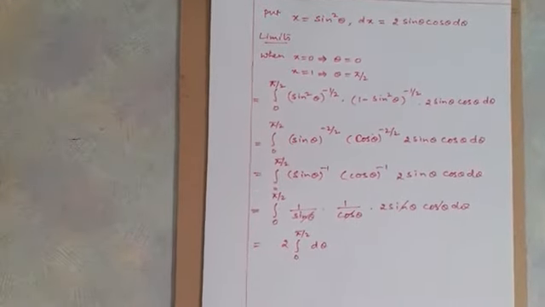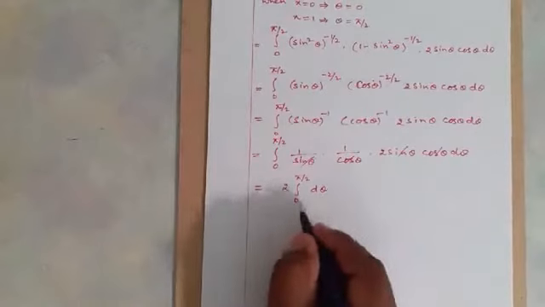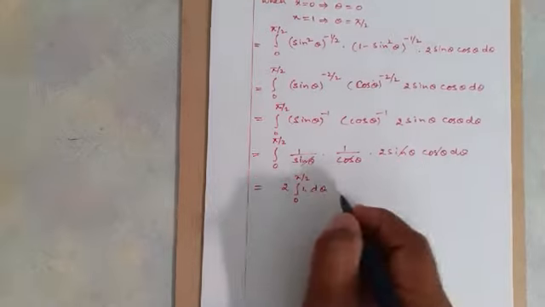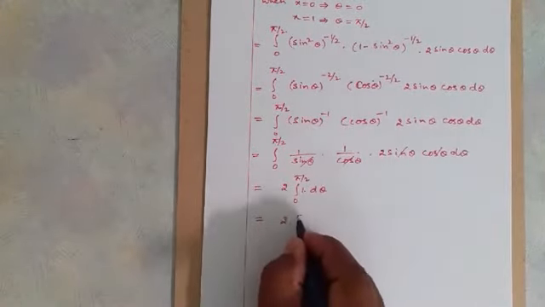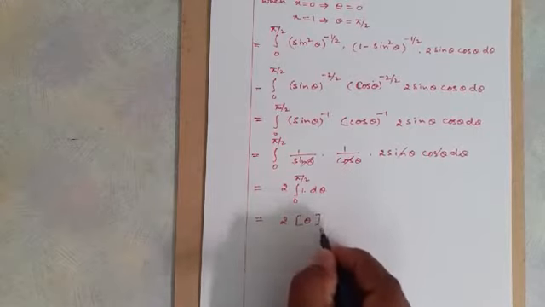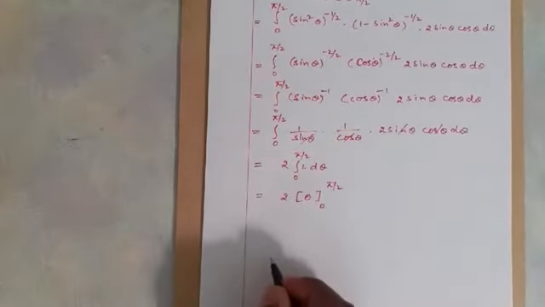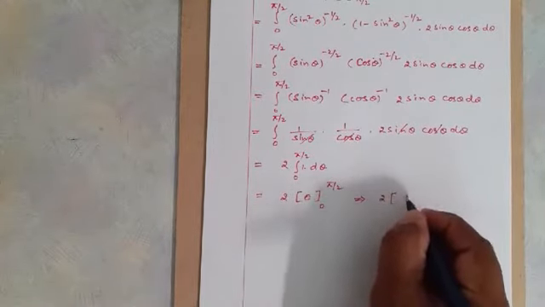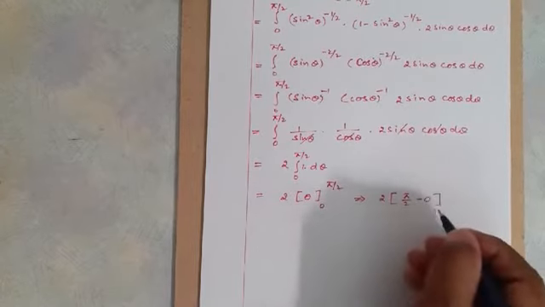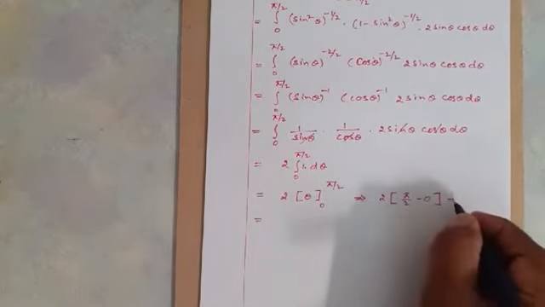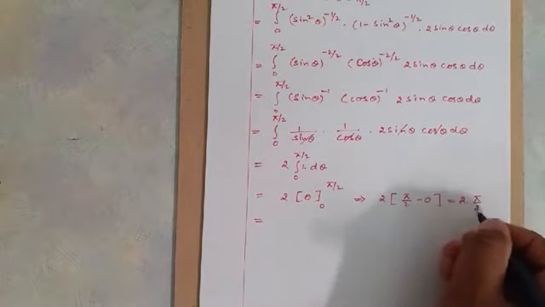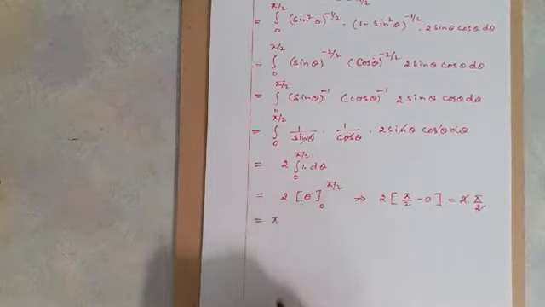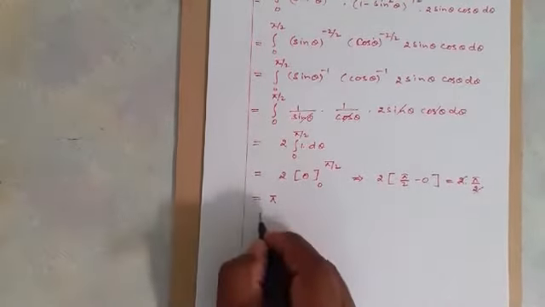This is remained. Now when you integrate this, that is nothing but 1 into d theta, so you get 2 into theta. What are the limits here? 0 to pi by 2. Now when you apply the limits, this implies 2 into pi by 2 minus 0, that is equal to 2 into pi by 2. So when you cancel 2, you get pi.